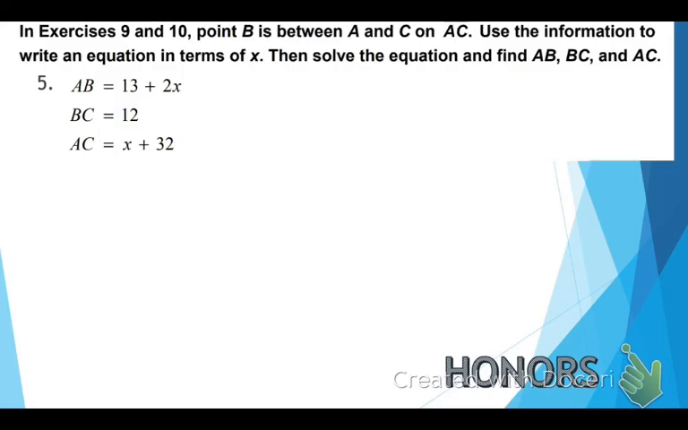So I want you to write down these 3. AB equals 13 plus 2x. BC equals 12. And AC equals x plus 32. This is the last one. It says use the information to write an equation in terms of x, then solve the equation. We'll find the length of AB, the length of BC, and the length of AC.